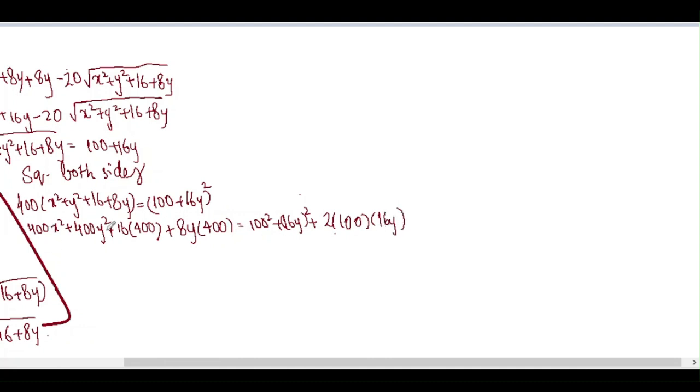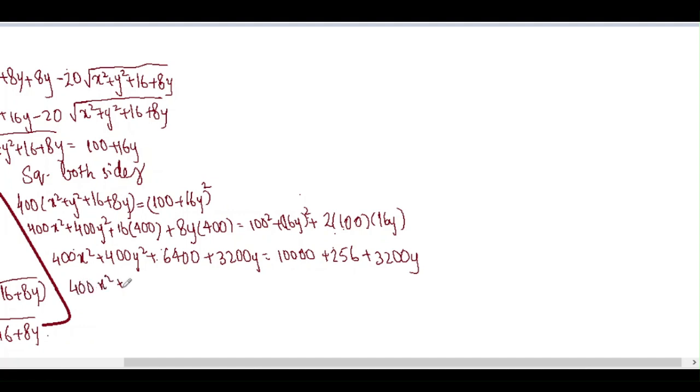Now we are going to do what? Just we are going to solve these huge numbers. 400 x square plus 400 y square plus 16 into 4 gives us 6400 plus 8 fours are 32, so 3200y equals 100 square gives us 10,000, because there are two zeros. Now we come up with 4 zeros, plus 16 square gives us 16 into 16, we get 256, plus 200 into 16 gives us 3200y. Now we are going to solve these things.